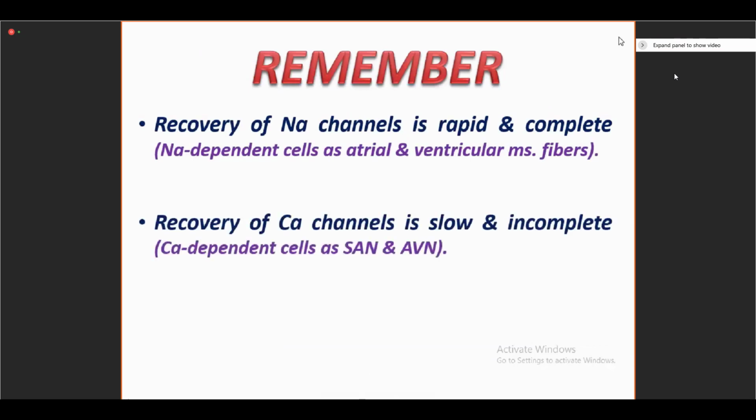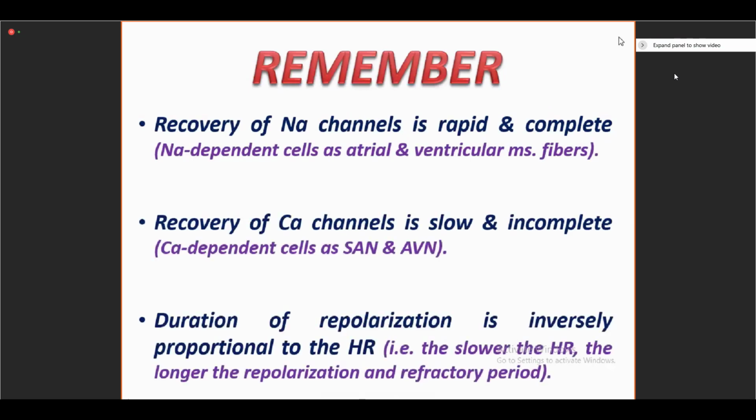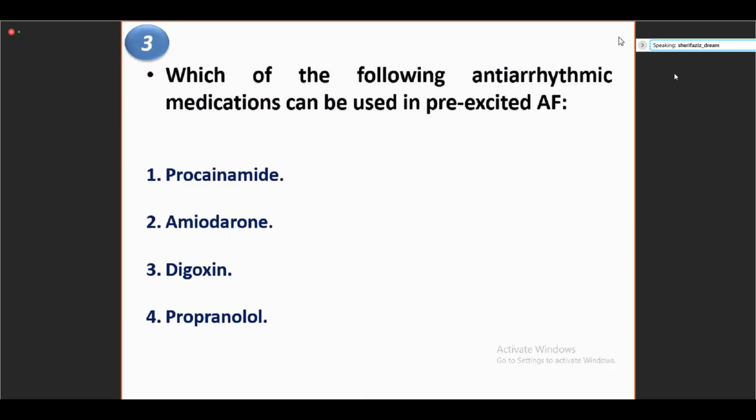So let's move to question number 3, please, Dr. Ahmed. Which of the following antiarrhythmic medications can be used in pre-excited AF? Procainamide, amiodarone, digoxin, propranolol. Would you please answer? Procainamide. Okay, that's right. Can you explain why procainamide is used in pre-excited AF?